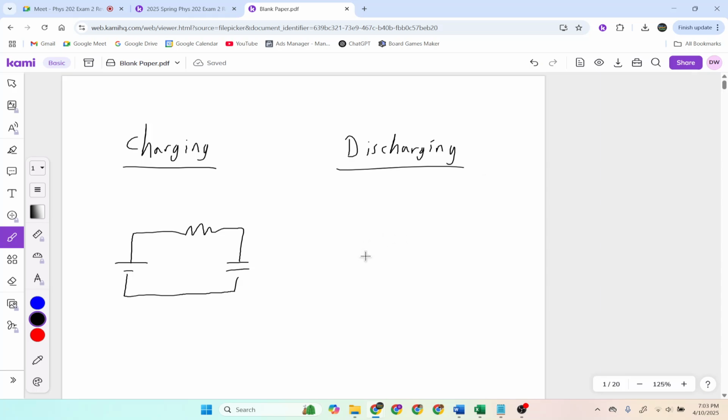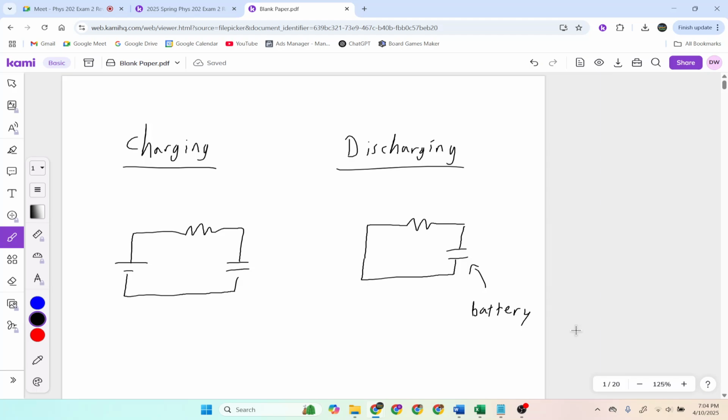And then discharging, that's just going to be no battery anymore. We disconnected it, and now it's just the capacitor and the resistor. The thing about discharging, from a conceptual standpoint, is that the capacitor acts like a battery until it dies out. It's like a temporary battery that dries out very quickly, within a matter of seconds or milliseconds.